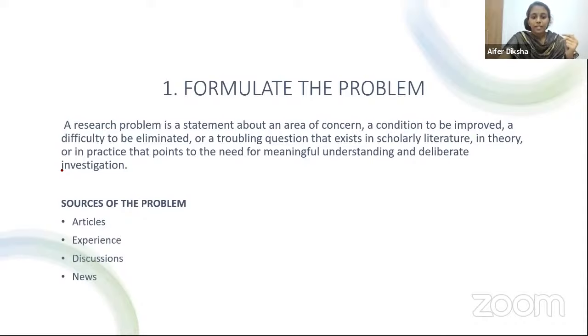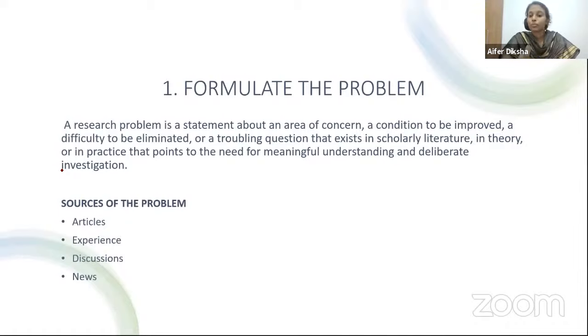Okay, so under a research problem, we will be having a research question or our area of concern. Or it might be an area where any improvement is needed. From where do we get these research problems? We will get these research problems from various sources such as from published articles, from our personal life experiences, with the discussions in our peer group, as well as from various news, from television, social media, etc. So these are the sources of a research problem.